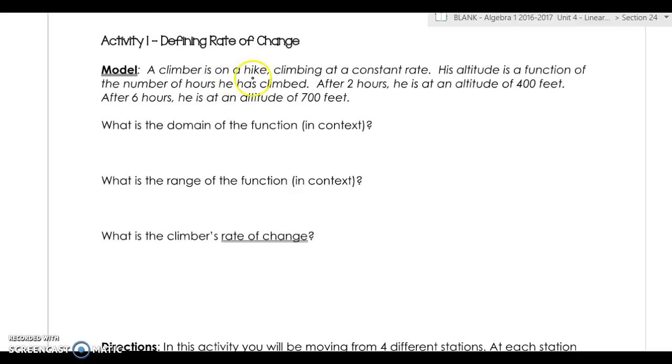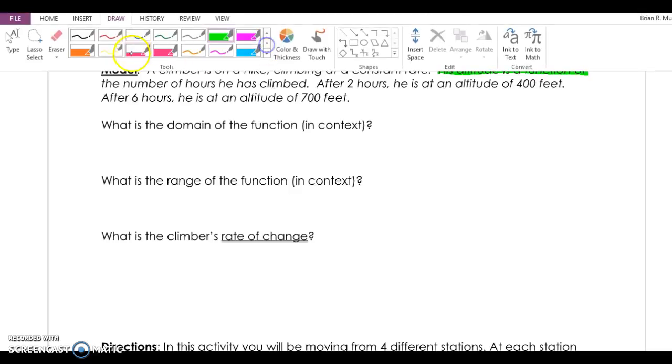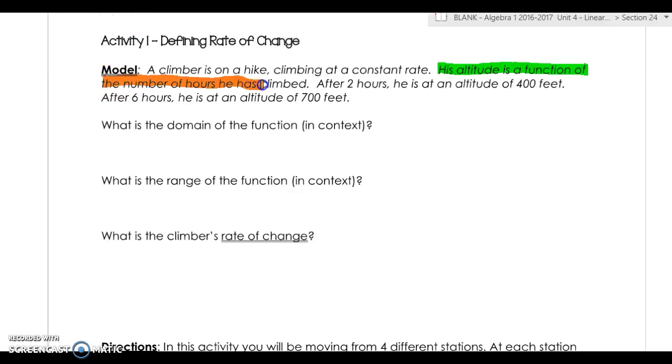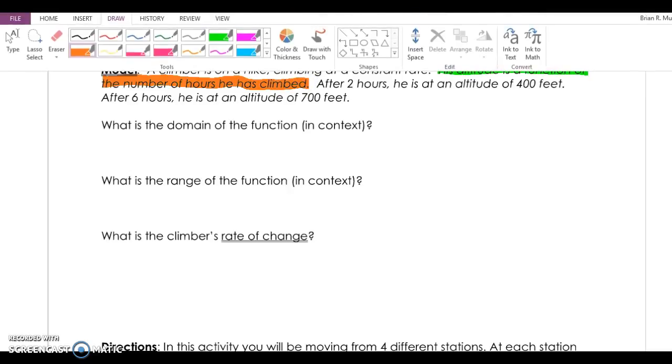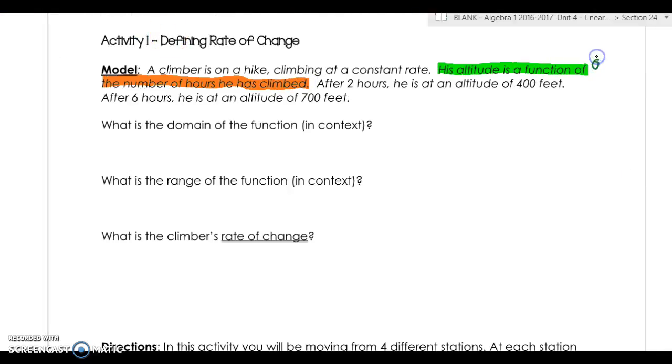So we have a climber on a hike, climbing at a constant rate. His altitude is a function of the number of hours he has climbed. So right there, that sentence is going to define for us what the function is. The altitude is a function of the number of hours he has climbed. Our altitude is our output. The other quantity, the number of hours he has climbed, is our input. So I'm going to go ahead and label those as output and input, or O and I for short.